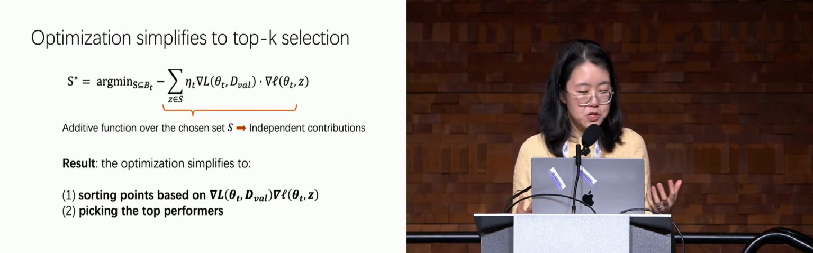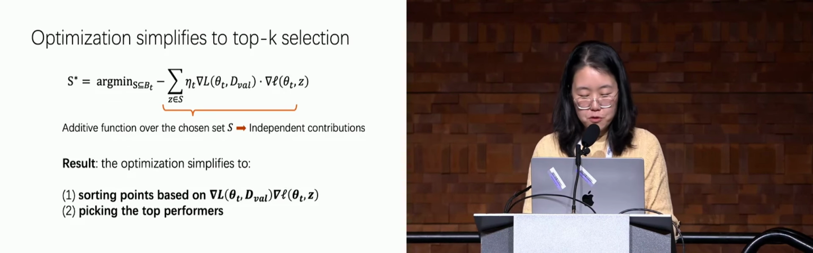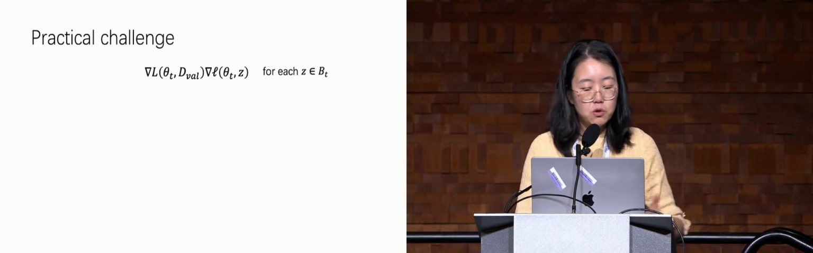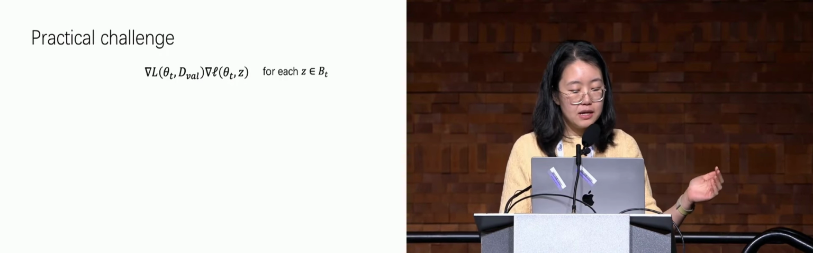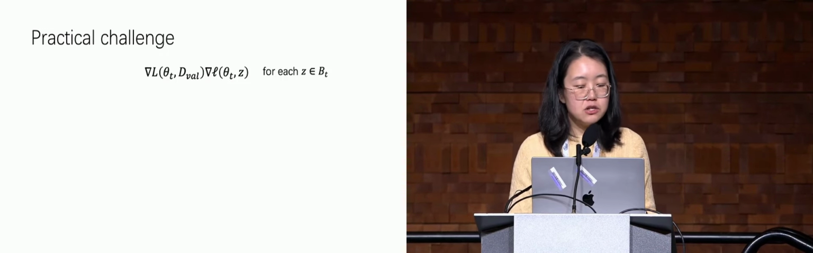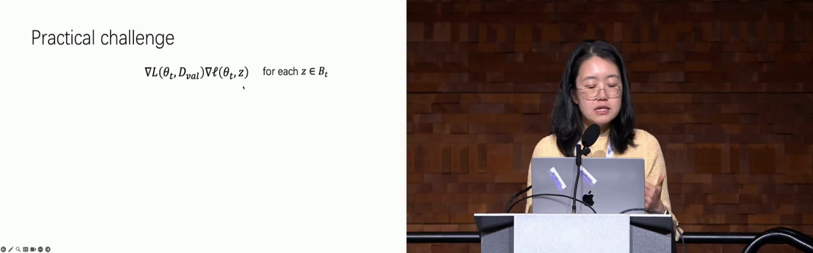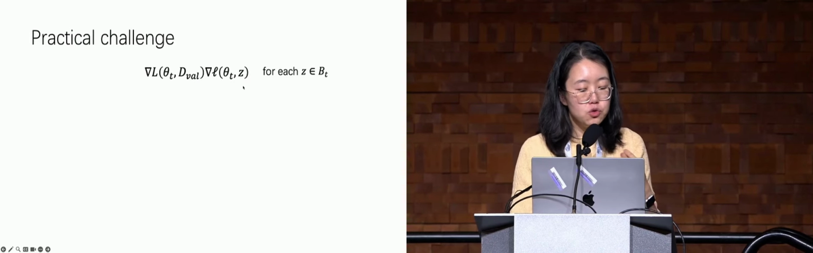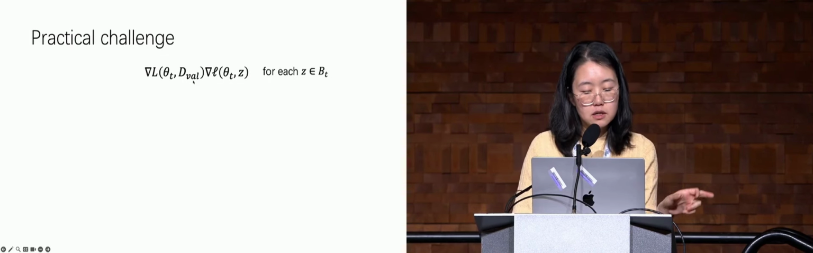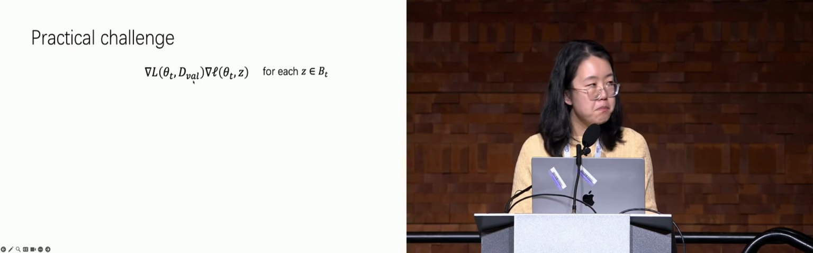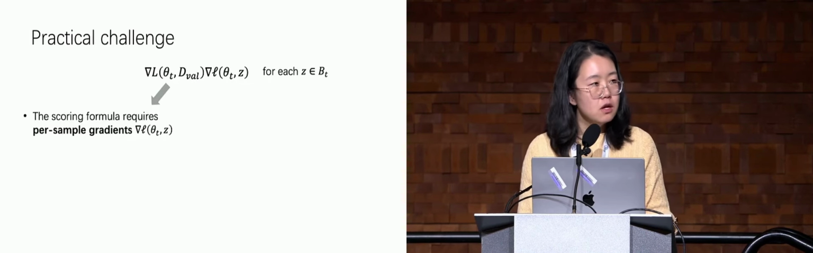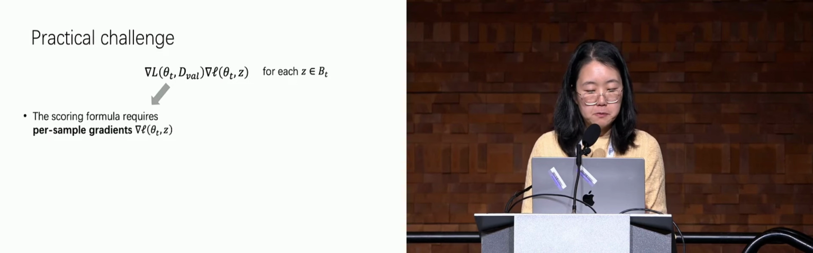So what is the optimal solution? If you stare at it long enough, you'll find that the optimal solution is very simple. You calculate the gradient dot product for all data points and pick the top performers. So that essentially simplifies to top-k selection. And your scoring rule is based on this dot product. You calculate the dot product with the validation gradient, and then pick the data points that have the highest dot product. So that greatly simplifies the problem.